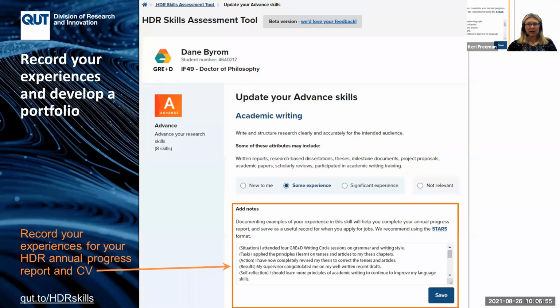Now, what's really good about this assessment tool is you can also record your experiences. You can record the activities and sessions you've attended, and that will be useful as well for your annual progress reports, and also looking into the future for your CV when you start applying for jobs. Okay, so that one is the HDR skills assessment tool.